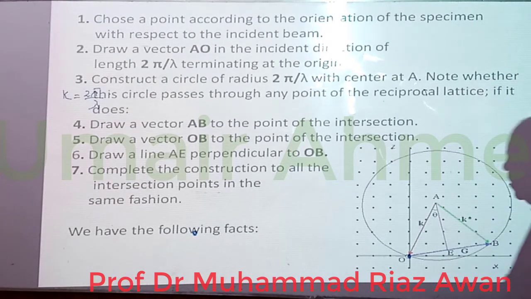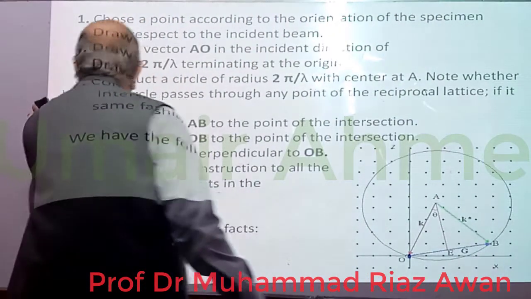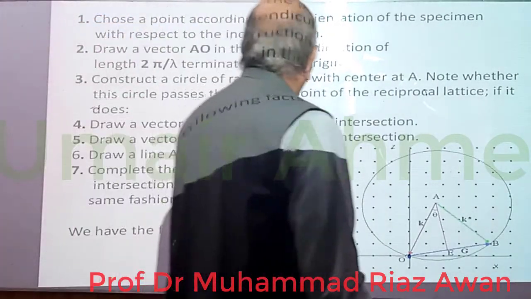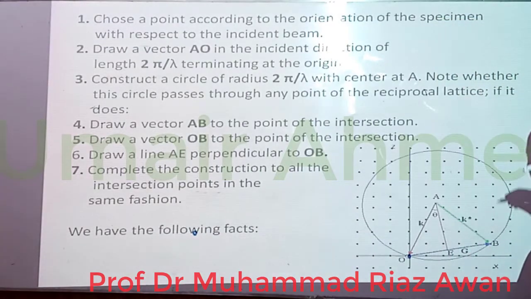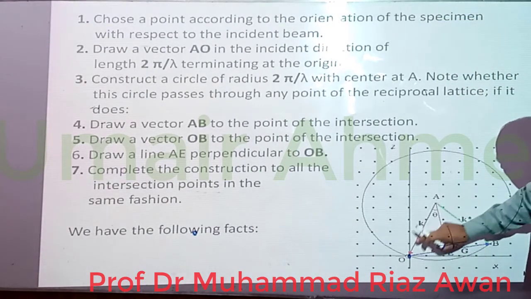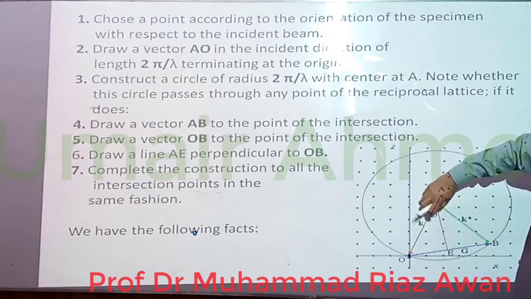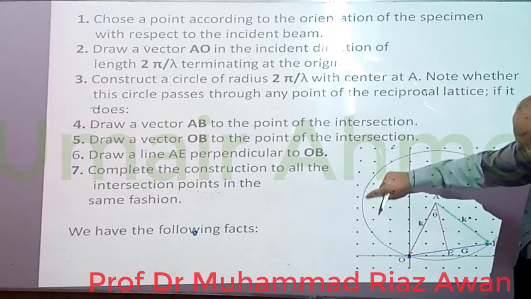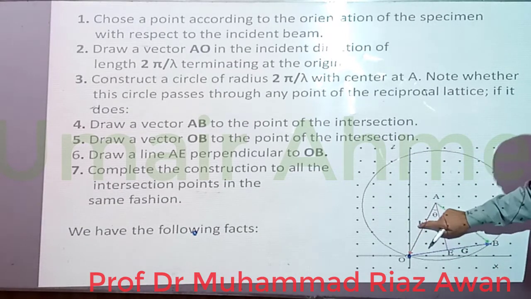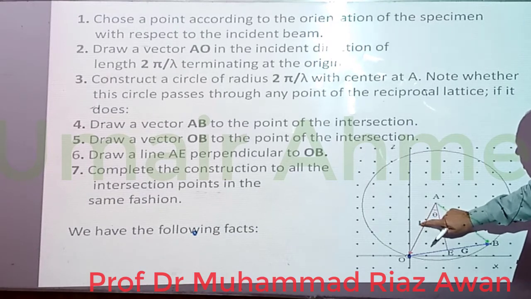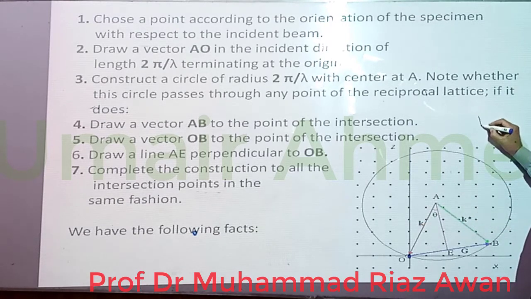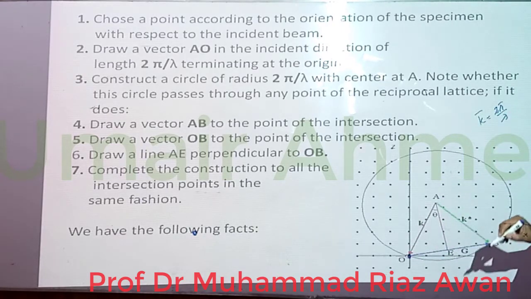The third thing is, I will construct a circle of radius k. Circle of radius k, I will put the compass pointed here and I will draw a circle whose radius is equal to k. And I know that k is equal to 2 pi divided by lambda. This k is a vector and the direction of propagation is the direction of this vector.